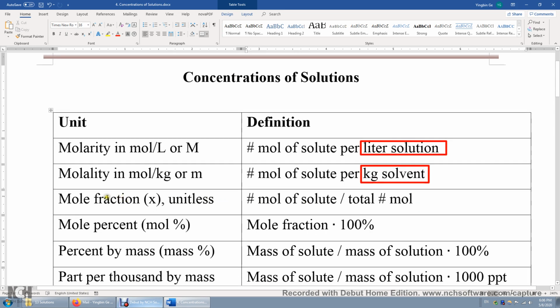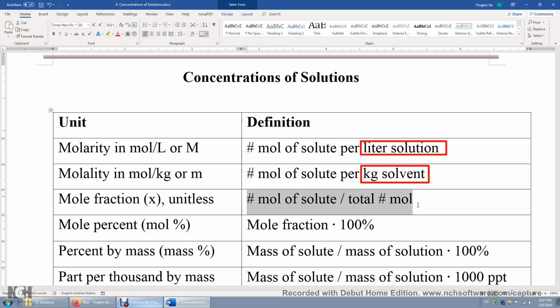In upper level chemistry courses, sometimes we use mole fraction. It's unitless. It's the number of moles of solute divided by the total number of moles of everything in the solution. One very good example is air. Air is a solution. So what's the mole fraction of oxygen? Well, 0.2. What's the mole fraction of nitrogen? 0.78 or 0.79. And then you can look up the mole fraction of CO2, water vapor, and argon in air as well.